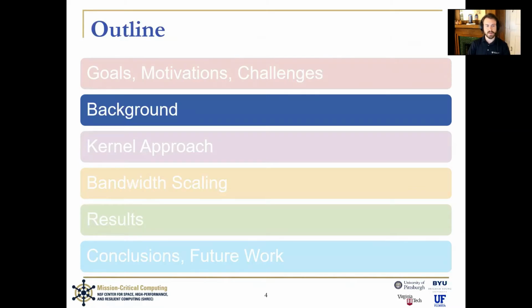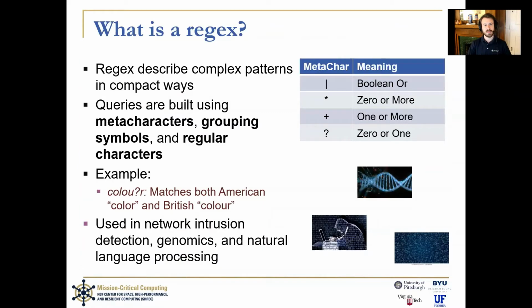Now we can jump into the background. What is regex? Regex describe complex patterns in compact ways. Queries are built using metacharacters, such as those found in the table to the right, grouping symbols, such as parentheses, and regular characters, such as the letter A or the number 9. A short example, shown below, is the word color, with an alternation placed on the U, using that question mark 0 or 1 metacharacter. This matches both the American and British spellings of the word color, which could be useful in a mixed corpus, which includes texts from both countries.